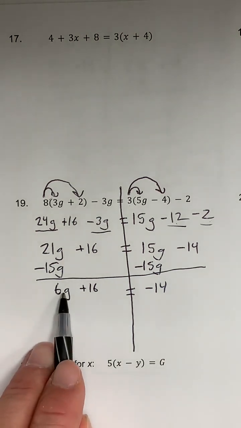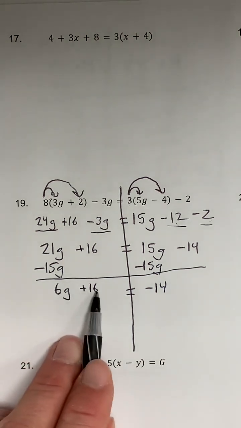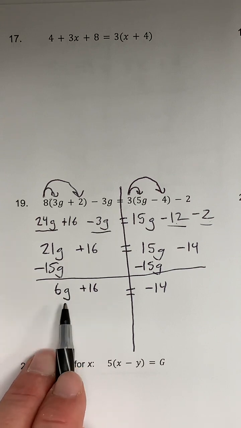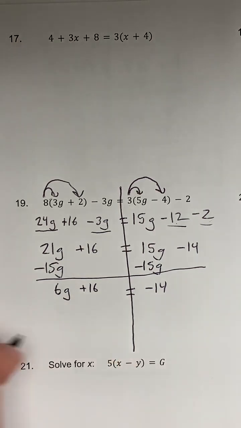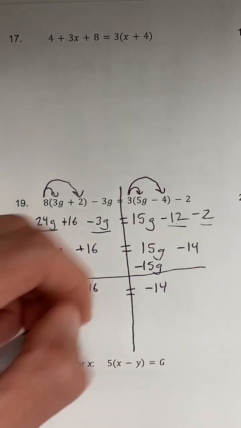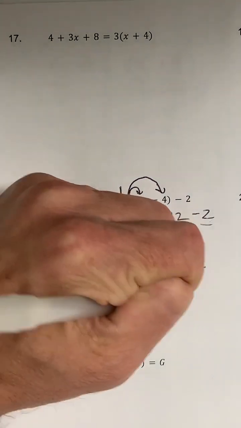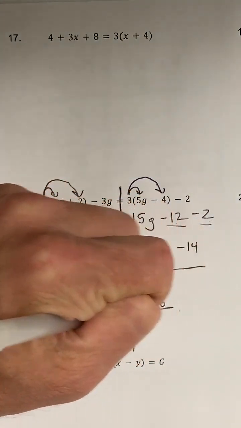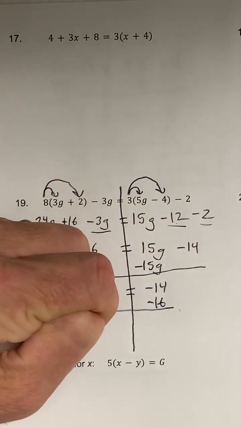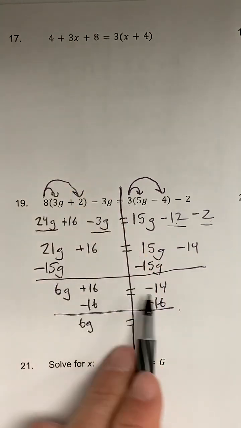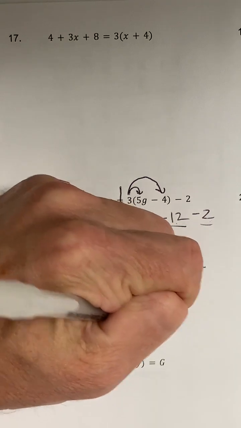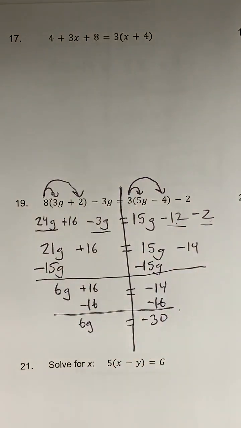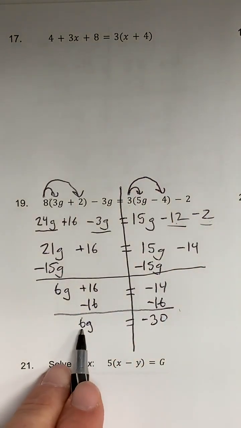The 6 is attached to the g, but the 16 is not attached to the g, and you always move the number that's not attached first. So first we have to move this 16. So the opposite of a plus 16 would be to subtract 16. So 6g equals negative 14 minus 16. That makes negative 30.